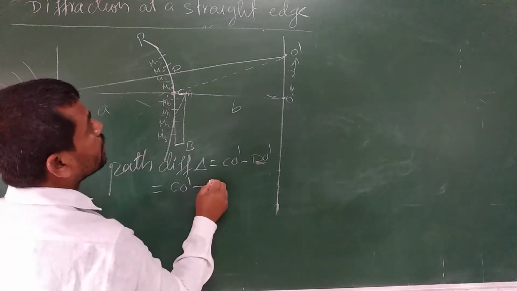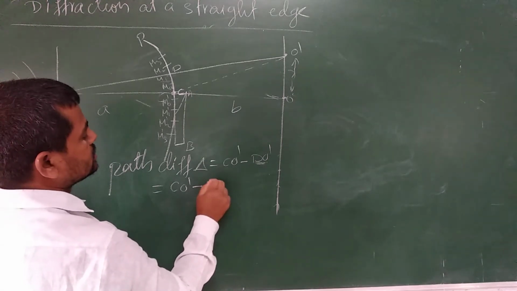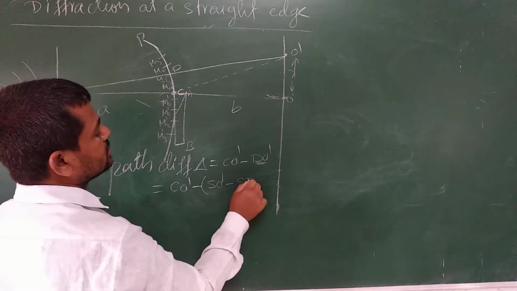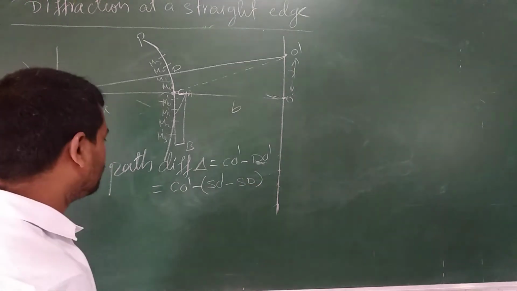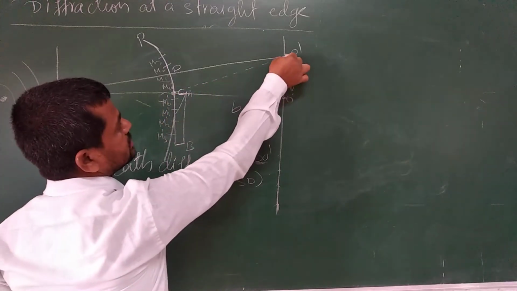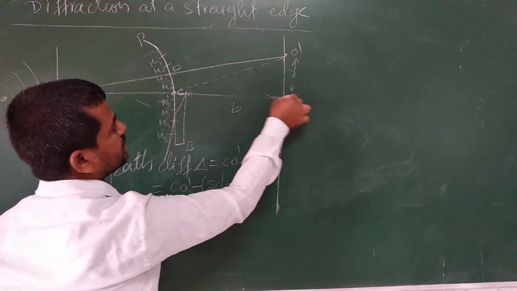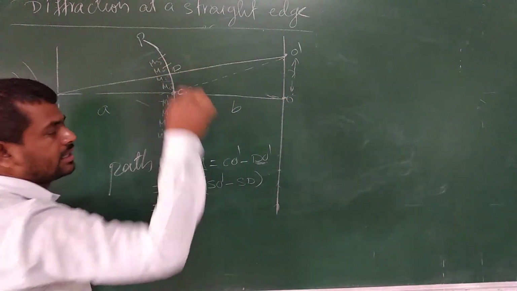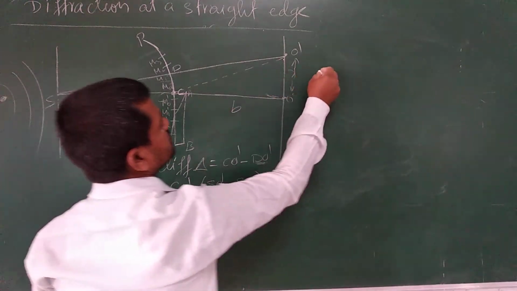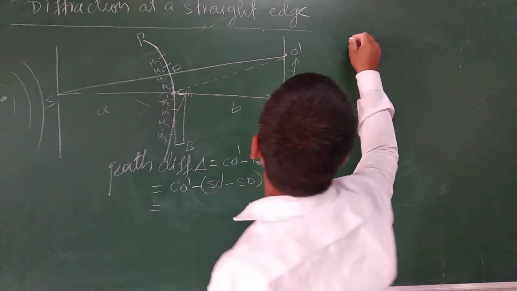So what? S bracket S O dash minus S D is equals CO dash. That means consider this right angle triangle, consider it, CO dash O right angle triangle. Apply Pythagoras. See, this is the diagram.